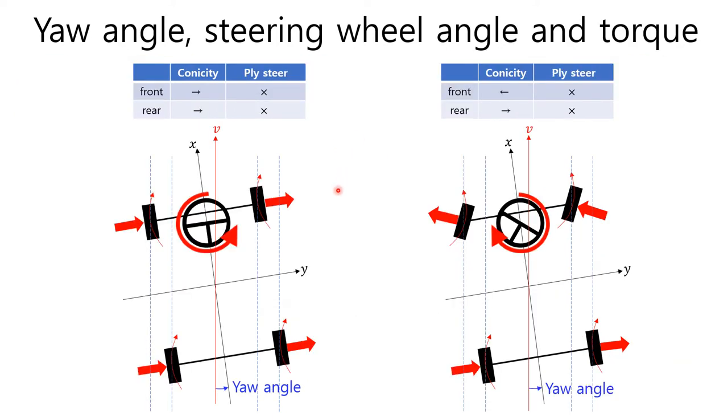Comparing the conicity in one direction and the conicity in opposite directions of the front and the rear wheels, the yaw angle due to vehicle drift caused by the rear wheels is the same.